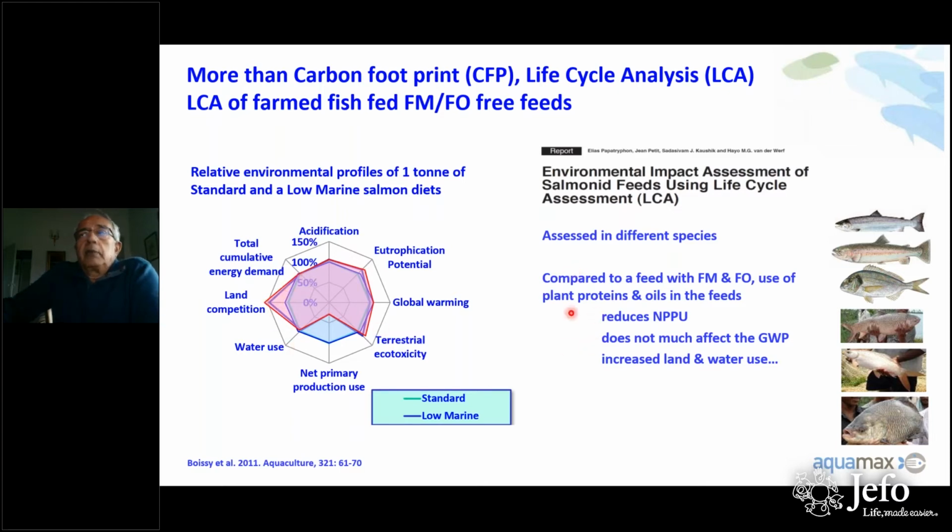So when this was tested with a number of species: trout, salmon, sea bream, sea bass, and even Indian carp and the common carp in Europe. Compared to a feed with fishmeal and fish oil, use of plant proteins and oils reduces this net primary production use. It doesn't affect much the global warming potential, but increases the dependence on land and water use.